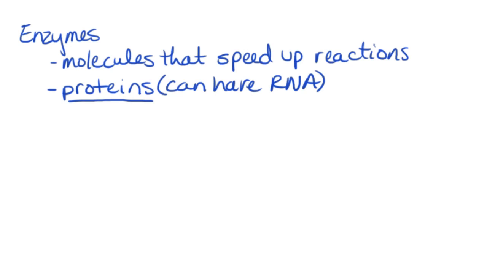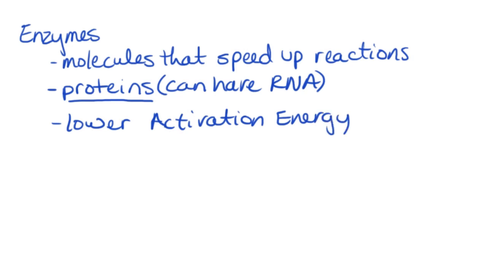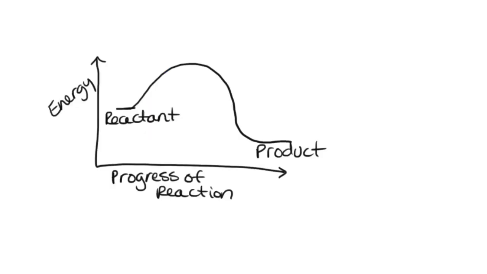And the way that they're going to do this, their mode of action, is going to be to lower the activation energy. So in other words, they're going to lower that EA, or the hill that the reactants are going to have to climb on their way to the transition state. So looking at this reaction in front of us, if we just look at what we can already tell about this, this is going to be an exergonic reaction.